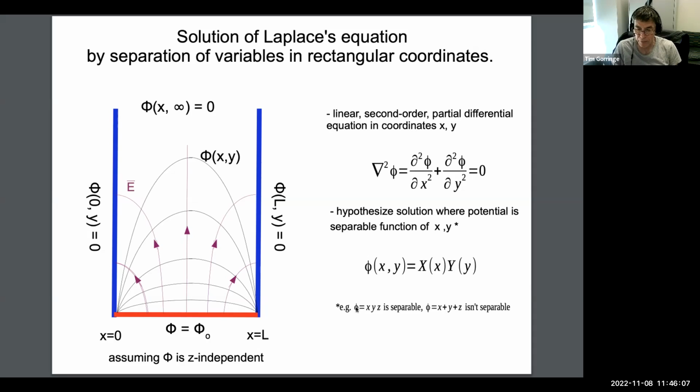As an example, if the potential was just x times y times z, that would be a potential that's separable. I could write it as a product of 3 separate functions of x, y, and z. If the potential was x plus y plus z, that isn't separable. I couldn't write that potential as a product of 3 separate functions of x only, y only, z only.